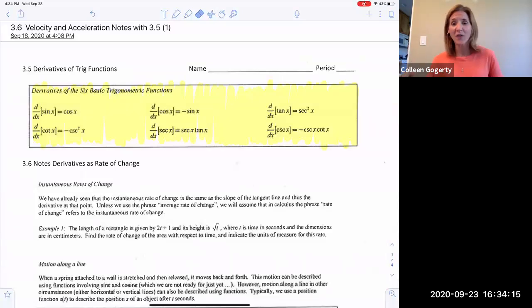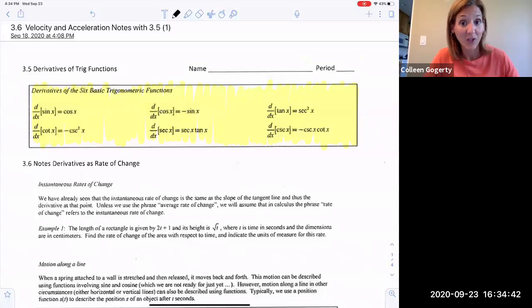Starting off at the top of the page, this is a continuation of our last video. I had asked you to finish the last 3 derivations: the derivative of cosine, I believe cotangent, and also cosecant. What I've highlighted at the top of the page is that these 6 trig functions, you need to have the derivatives memorized.